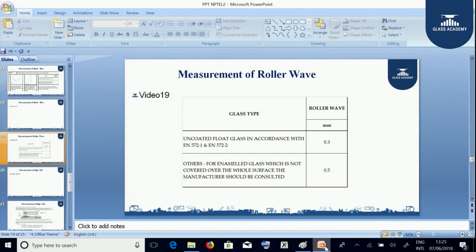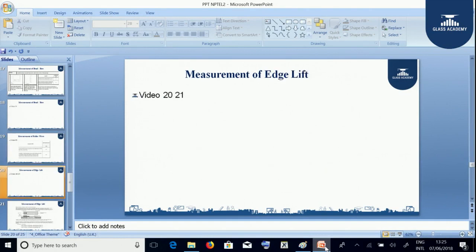And it should be the summation of the peak and the valley. If you see the roller wave gauge for the float glass in accordance with EN 572 part 1 and part 2, it is 0.3 mm. And for the enameled glass, it is 0.5 mm. Now let us understand what is edge lift.